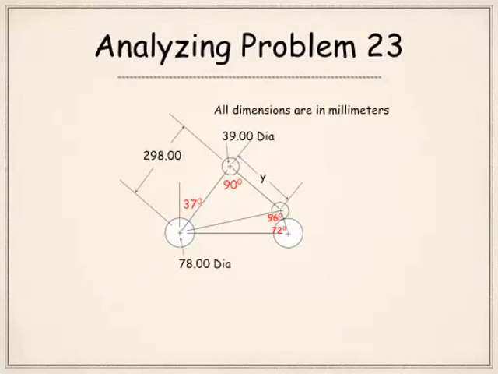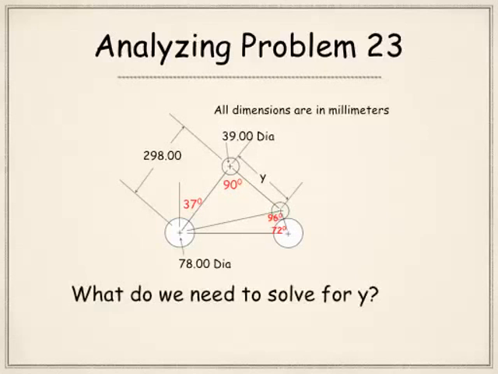Analyzing problem 23. Here's our problem. We've got 4 circles that have been cut. The larger ones with a 78 diameter, the smaller ones with a 39 diameter. And they've formed 3 different triangles, one of which is a right triangle. Given the distance between the 39 diameter and 78 diameter, we're asked to find the distance between the 2 smaller 39 diameter circles, the distance y.